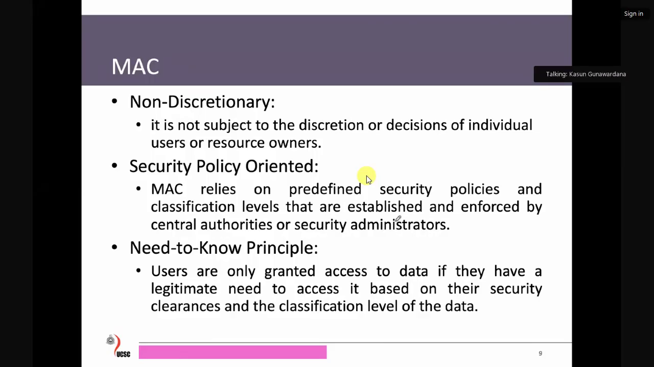Let's see some of the characteristics of mandatory access control. We call it non-discretionary. In discretionary access control, you know the idea of being discretionary: there is an owner for each and every resource, and the owner decides how this resource should be exposed or how it should be accessed.